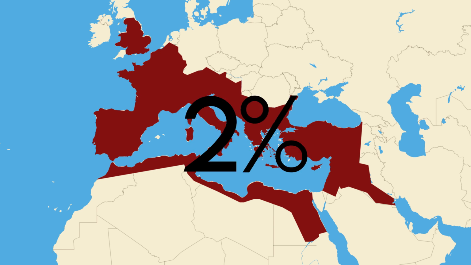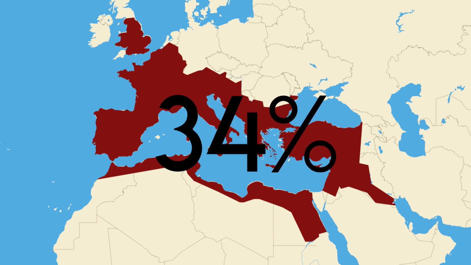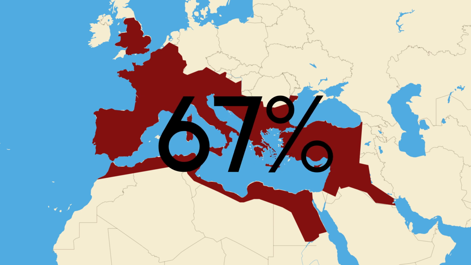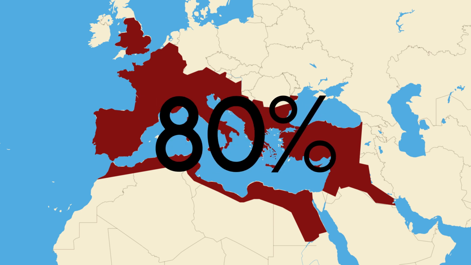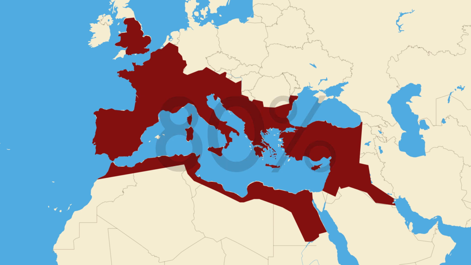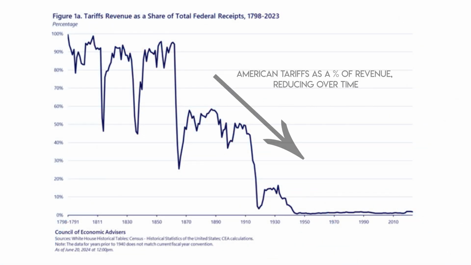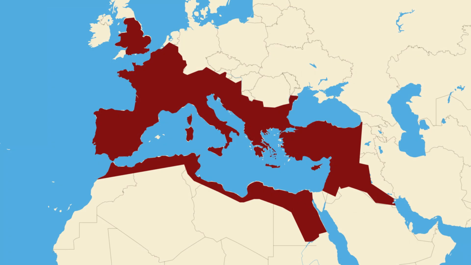For example, during the Roman Empire, tariffs and trade taxes accounted for up to 80% of state income, whereas today they make up a much smaller fraction, with modern economies relying more on income and corporate taxes. This shift has fundamentally changed how governments generate revenue and how economies function.